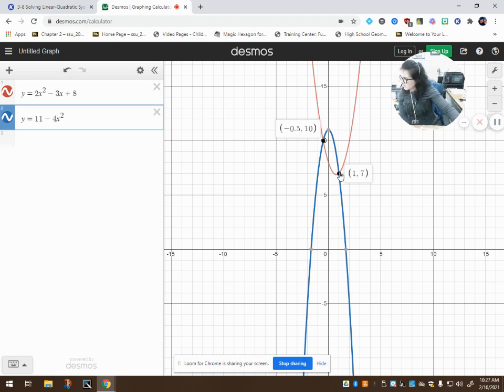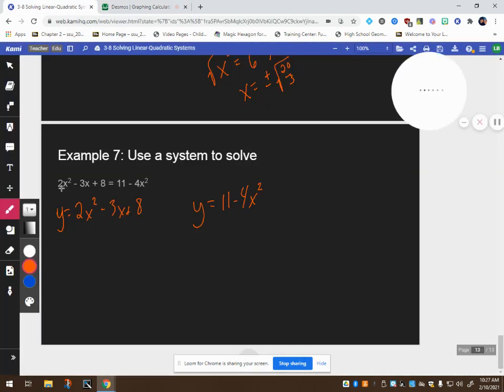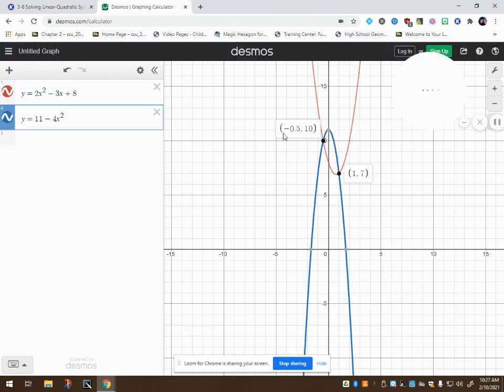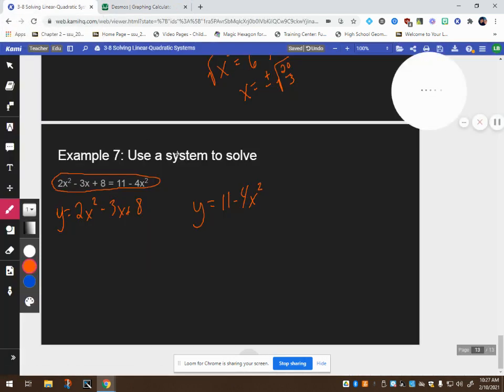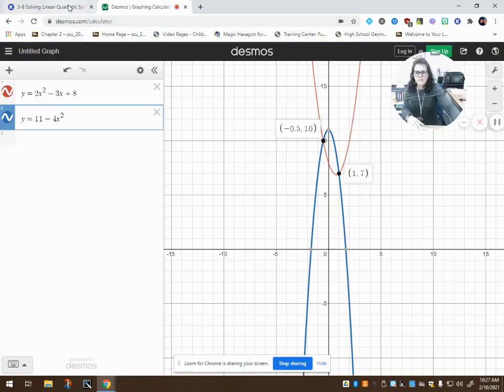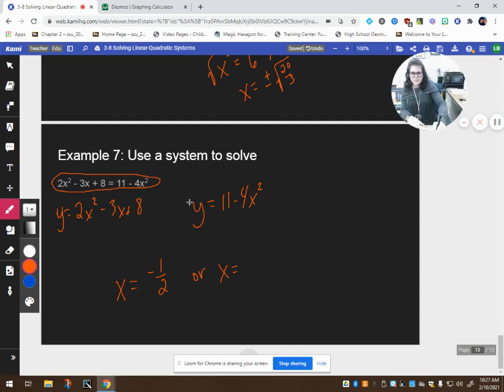So what are my solutions? Well, do we really care about the y's? Because looking at this, all we were solving for was, if you look at the original equation, there were only x values in it. So my x values would be negative 1/2 and a positive 1 that make this true. So x could equal negative 1/2, or x could equal a positive 1. So these are my solutions for this problem.